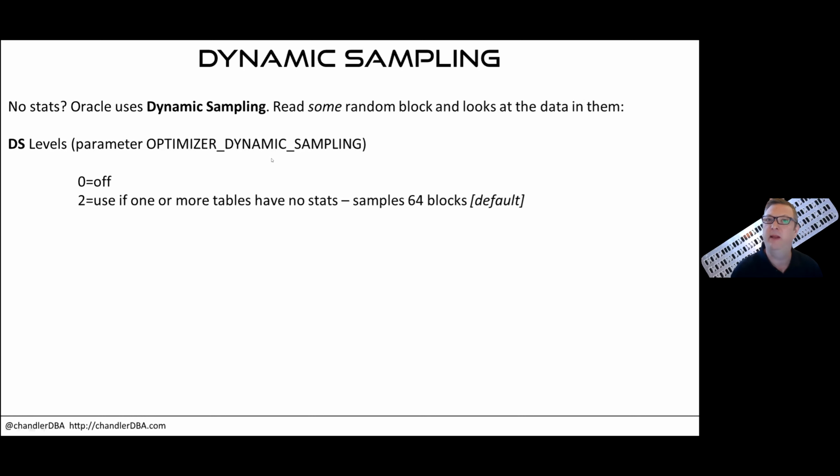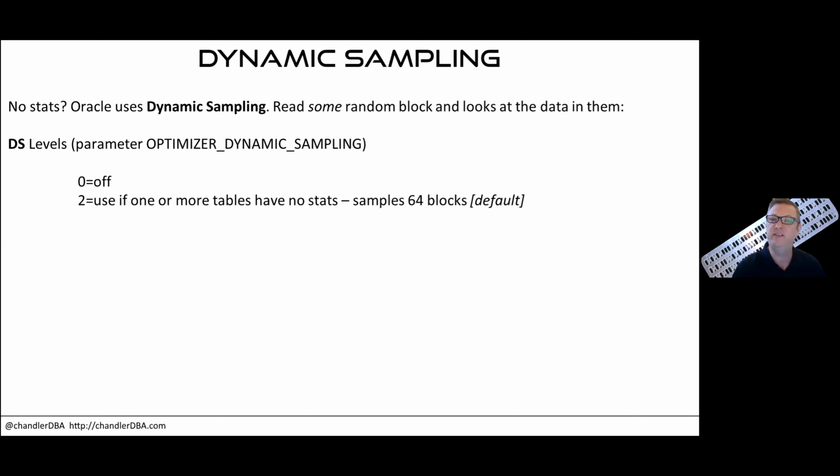And dynamic sampling has a number of levels. You switch it to 0, it's switched off. If you set it to 2, that is the default. So if you've got one or more tables that have no statistics in them, or you're using parallel query, but that's beyond what I'm going to talk about today, it will go and sample 64 blocks of data by default, yeah?